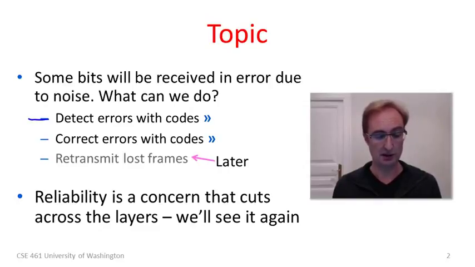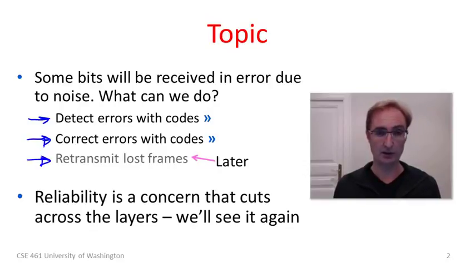It's possible to detect some of these errors using codes. We'll look at this later. It's also possible to correct some of these errors using codes. You'll receive a message and not only realize that something's not quite right with it, but be able to take a good guess about what message was actually sent. And finally, it's possible to, after you've detected maybe that there's a problem, retransmit a message which was in error and has otherwise been lost. We'll look at this option later, and first of all just talk about error codes.